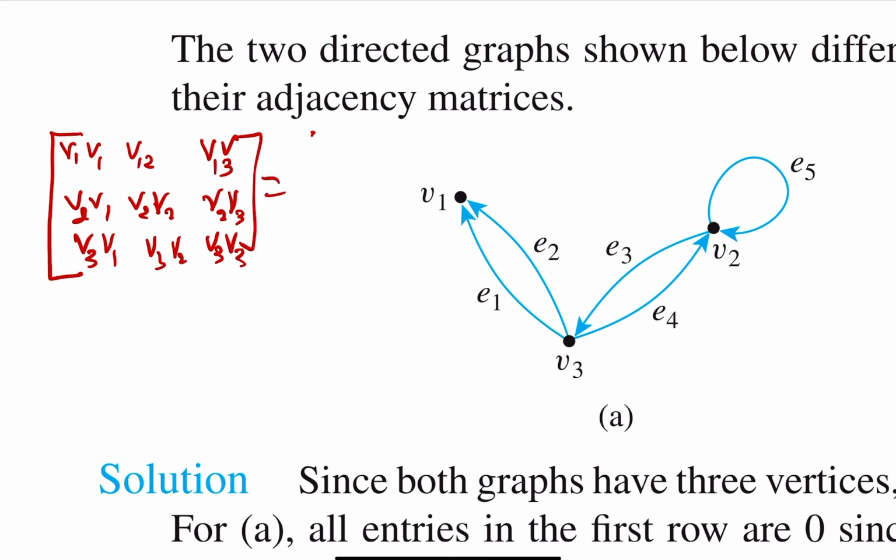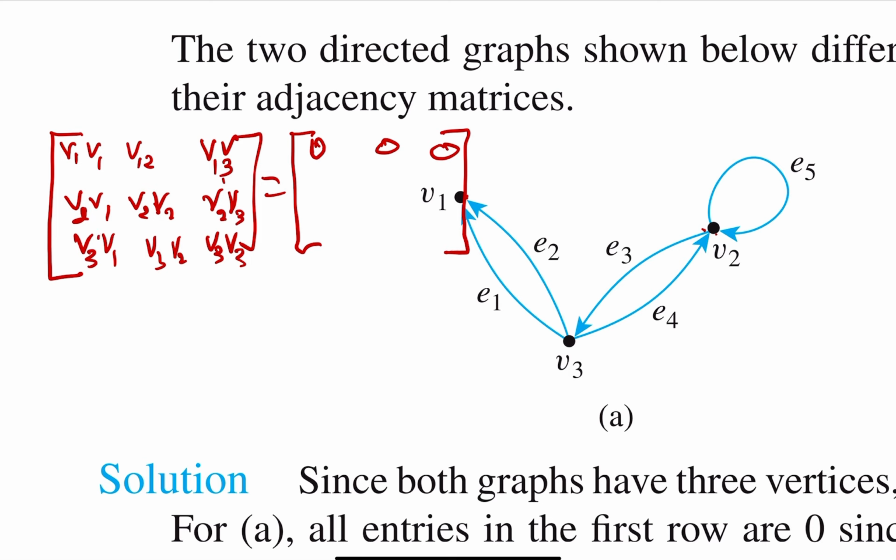Okay. Now, V1V1, do we have a loop on V1? No, there is no loop here. Then we have to put 0 here. Okay. Second, V1 to V2, we don't have an arrow going from V1 to V2, then it's 0. V1, V3, there is no arrow going from V1 to V3, we have to put 0 here. Okay.